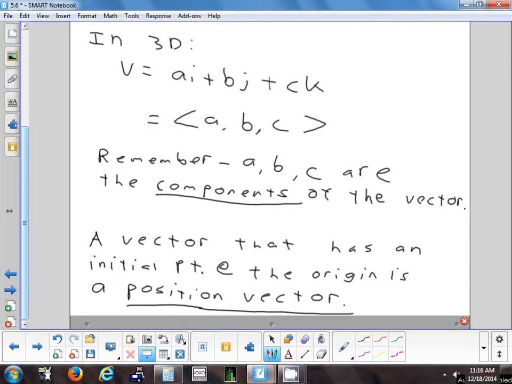Okay. Just like in 2D, if you have a vector that has an initial point at the origin, that's a position vector. No change in that definition from what we already had in our notes back on Monday. So if your vector's got an initial point at the origin, that's a position vector. Okay, any questions so far?